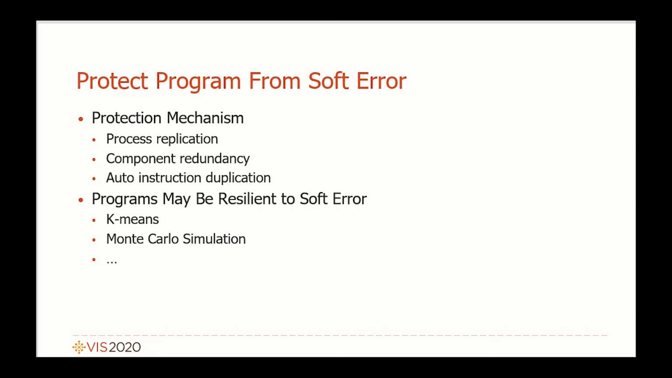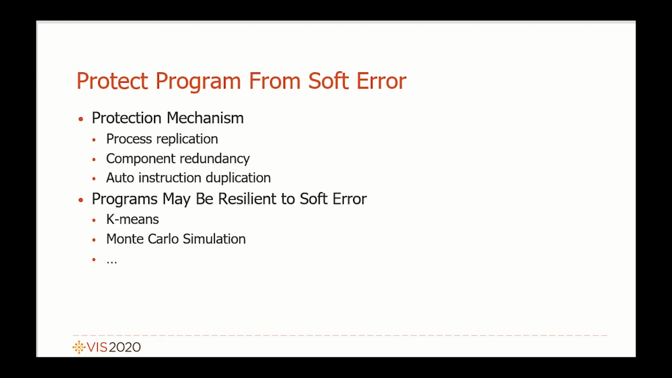Many techniques have been designed to protect programs from soft errors. One of the most common and flexible methods is the duplication technique. Such techniques include instruction duplication, component redundancy, and process replication. The main idea is the same. They perform the same task at least twice and compare the results to detect whether soft error corruption has occurred. However, this method will introduce significant overhead if we want full coverage protection of a program's execution.